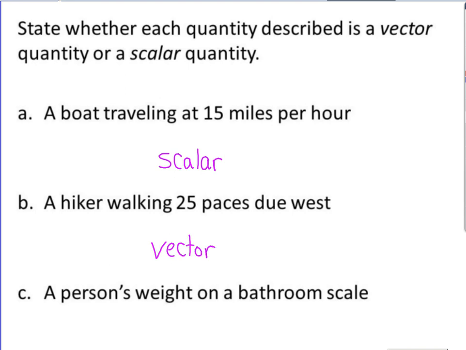A person's weight on a bathroom scale. Weight is actually determined because of gravity, and gravity pushes you downwards. So we're talking about weight and not mass. There is a direction because it is pushing it down. So this is a vector.